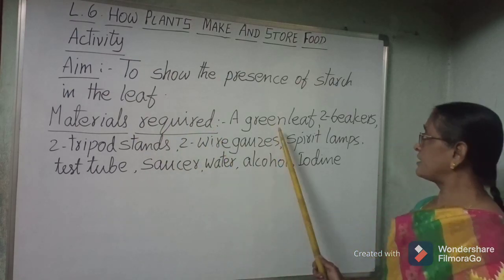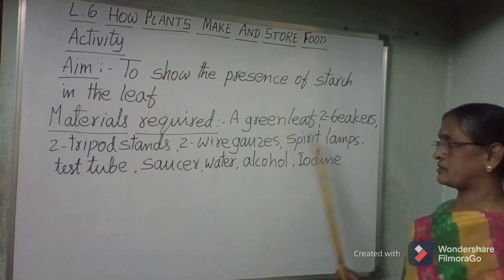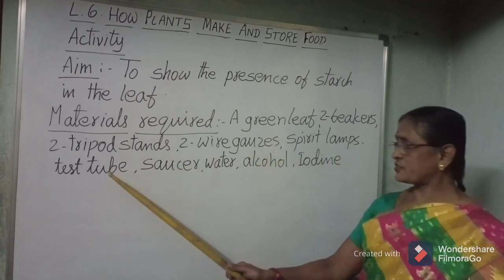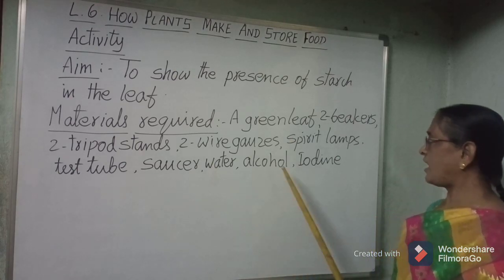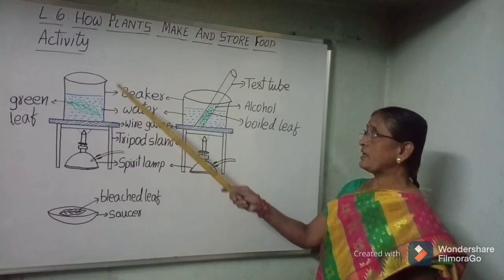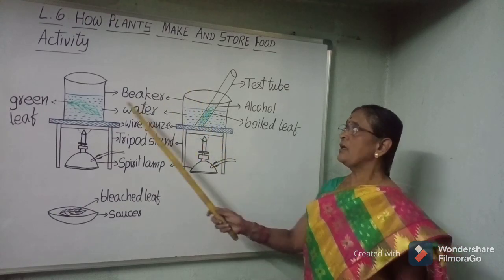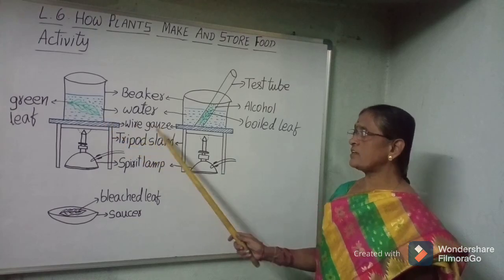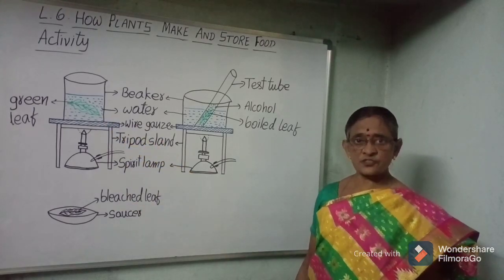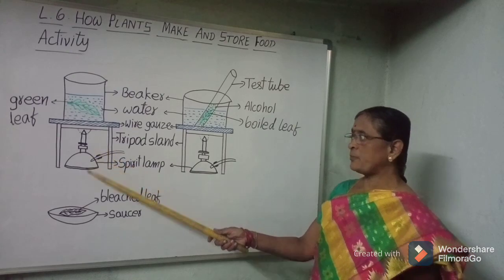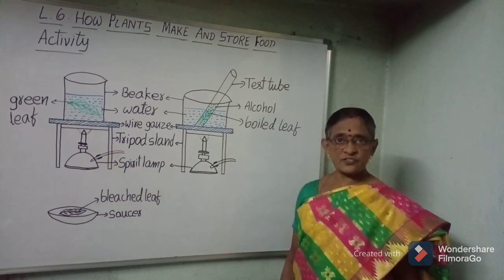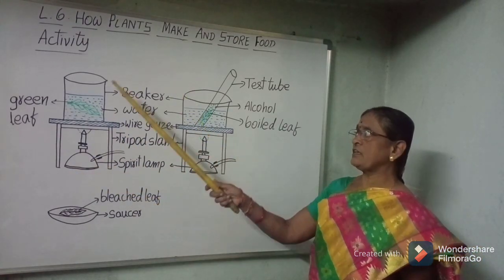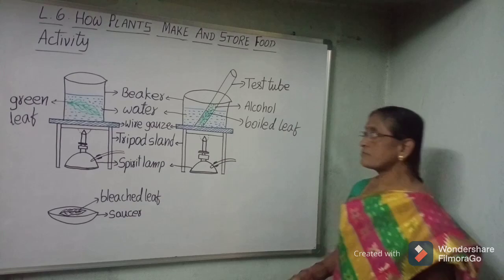Materials required: a green leaf, 2 beakers, 2 tripod stands, 2 wire gauzes, spirit lamps, test tube, saucer, water, alcohol and iodine. Take a green leaf from the plant, pour some water in a beaker, place the beaker on the wire gauze which is kept on the tripod stand. Light the spirit lamp, keep it under the tripod stand. Water starts boiling. Place the green leaf in boiling water.